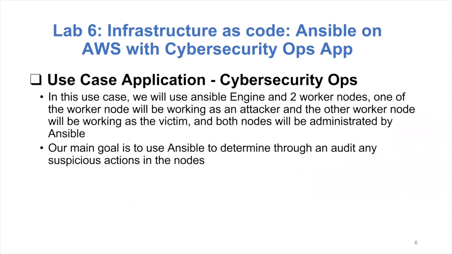The use case application is that of cybersecurity operations. In this use case, we will use the Ansible engine and two worker nodes. One of the worker nodes will be working as an attacker, and the other node will be the victim of this attacker. Both of these nodes will be administered by Ansible. The main goal of this use case application is to help students and learners use Ansible to determine through an audit if there are any suspicious actions happening in the node.